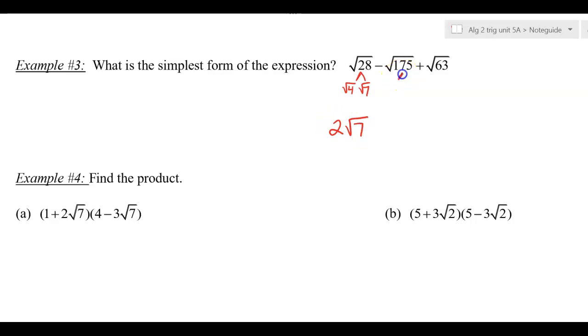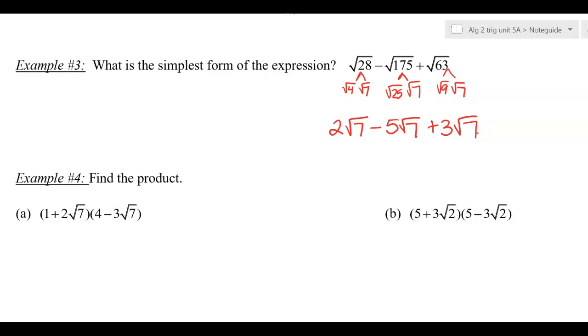For 175, I'm thinking quarters here. So I know 25 goes into it because you can make $1.75 with quarters. It would take 7 quarters to make $1.75. So 25 times 7 would equal 175. 25 is a perfect square. 7 is not. Okay. And then 63 is at least within my realm of multiplication tables. So I know 9 times 7, and 9 is a perfect square. 7 is not. So this actually worked out pretty friendly, right?